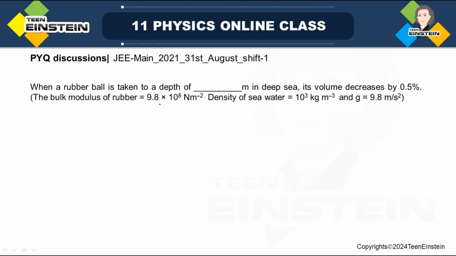The bulk modulus of the rubber is given, that is 9.8 into 10 to the power 8 Newton per meter square, and the density of the sea water is also given, that is 1000 kg per meter cube, and g we have to take as 9.8 meter per second square. So we have to find out the depth.